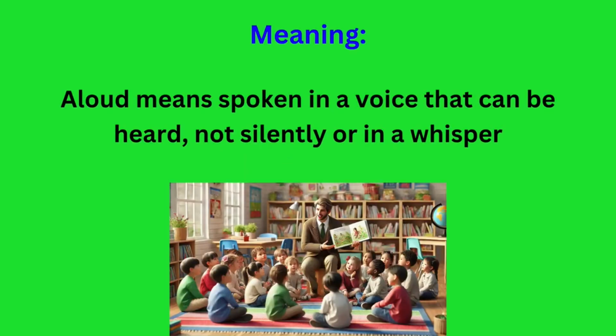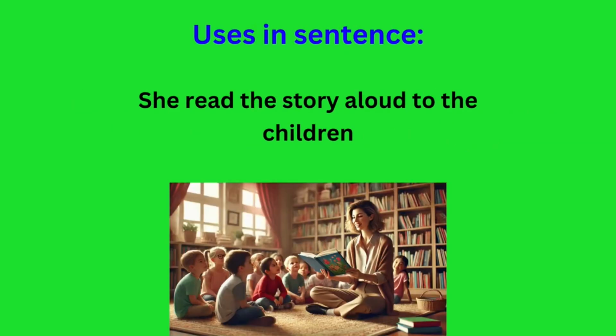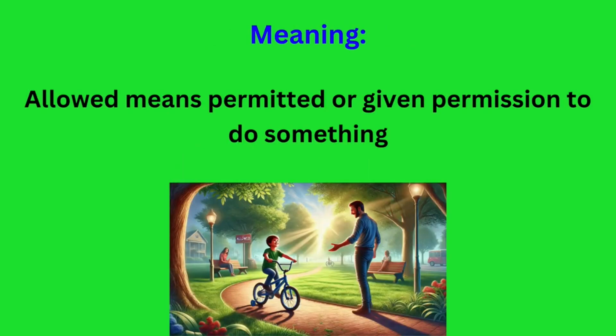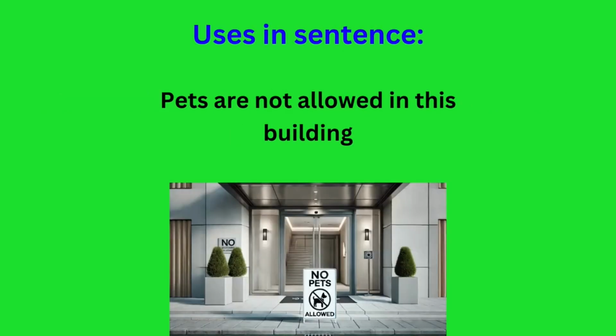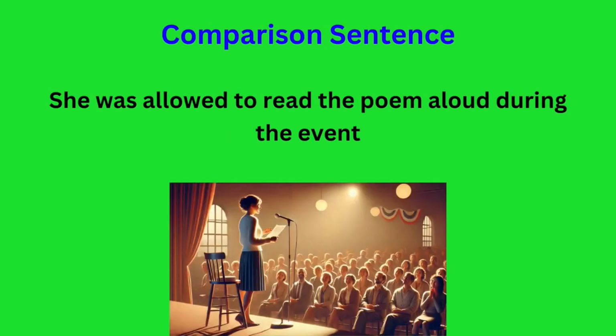Aloud. Meaning, aloud means spoken in a voice that can be heard, not silently or in a whisper. In a sentence, she read the story aloud to the children. Allowed. Meaning, allowed means permitted or given permission to do something. In a sentence, pets are not allowed in this building. Comparison sentence. She was allowed to read the poem aloud during the event.